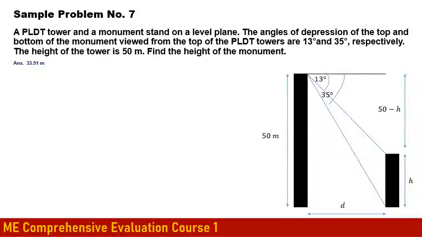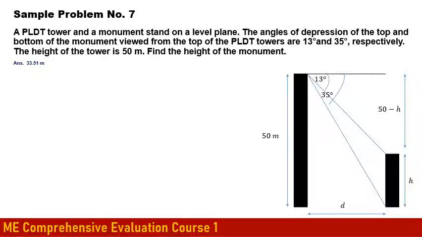Sample problem number 7. A PLDT tower and a monument stand on a level plane. The angles of depression of the top and bottom of the monument, viewed from the top of the PLDT tower, are 13 degrees and 35 degrees respectively. The height of the tower is 50 meters. Find the height of the monument.